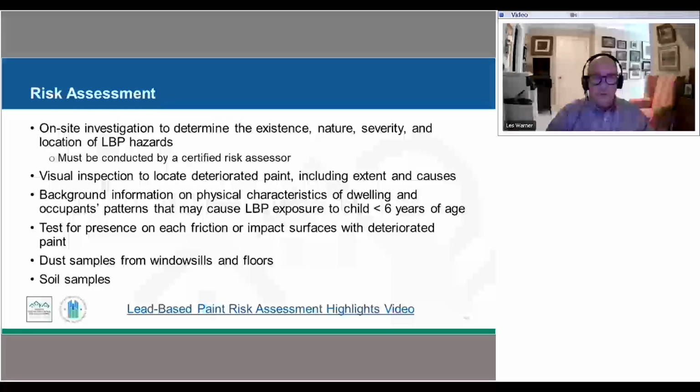It's also combined with lead-based paint testing that has been done to determine where we have lead-based paint. It also looks into some of the physical characteristics of the dwelling and how the occupant is using it, particularly focused on the causes of lead-based paint exposure for children under the age of 6.